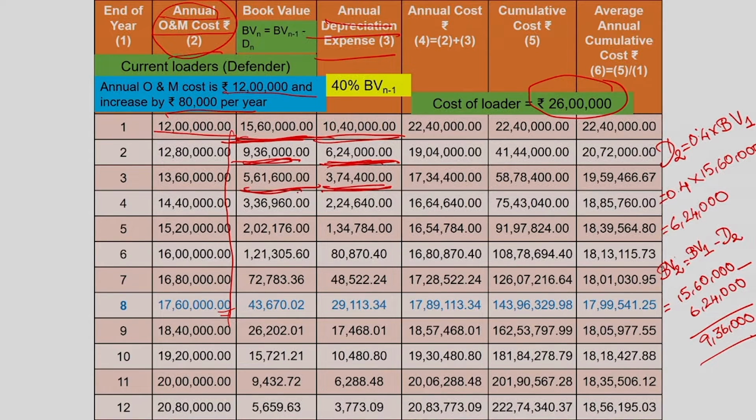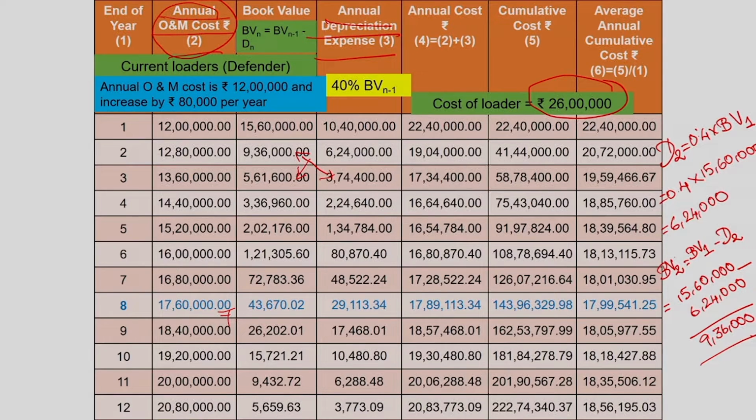So this is how you have to calculate the depreciation for every year and the corresponding book value. If you want the book value for the second year, you deduct the depreciation for the second year from the book value of the first year. That will give you the book value of the second year. Similarly, when you calculate the book value for the third year, you subtract the depreciation for the third year from the book value of the second year. So this is how you have to calculate.